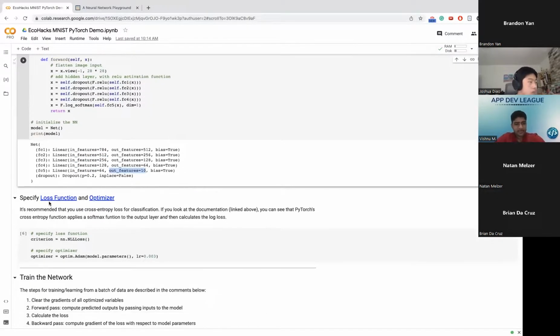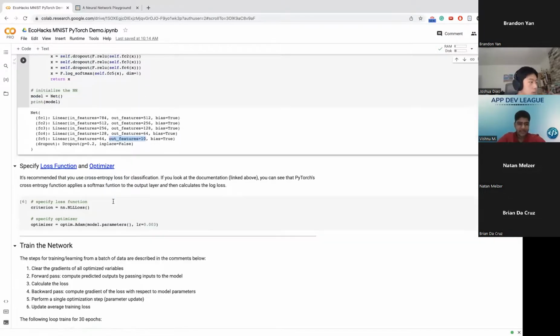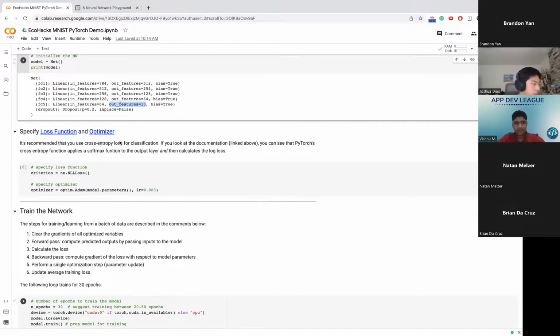Now there are also loss functions and optimizers that help with the gradient descent part of the program. They provide a value, or a function, that you can actually conduct gradient descent on.